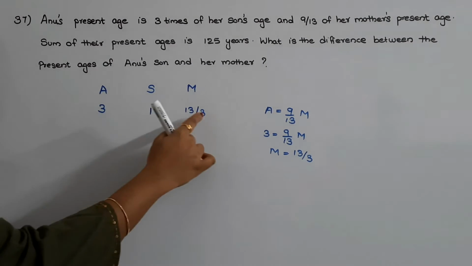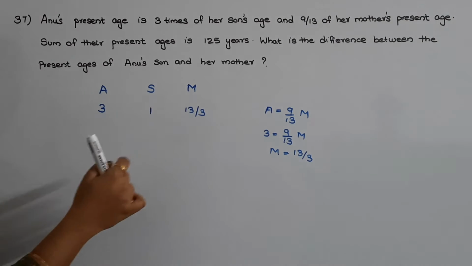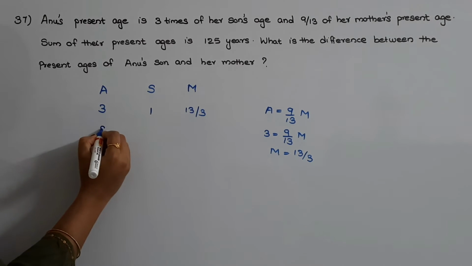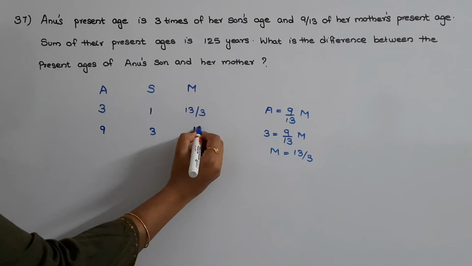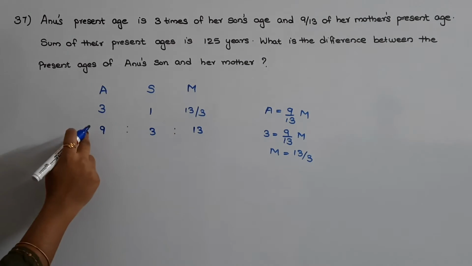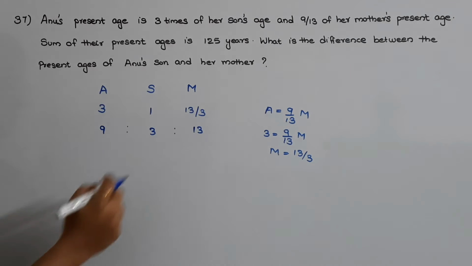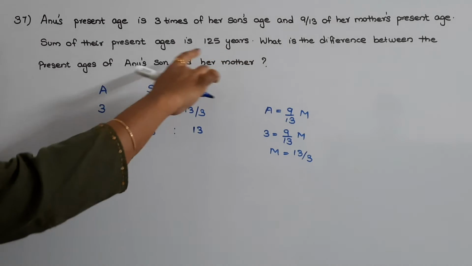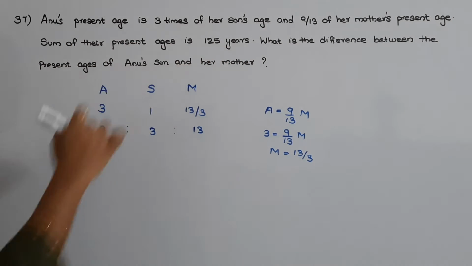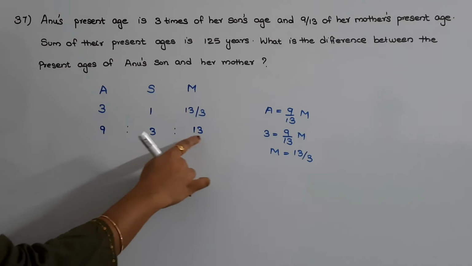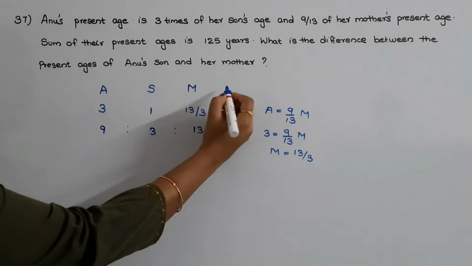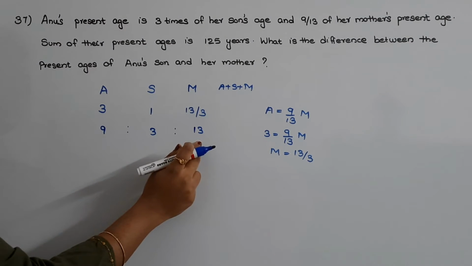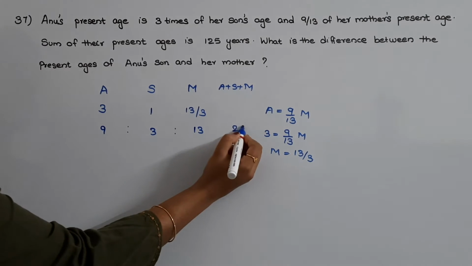Now multiply this entire values by 3 in order to avoid the fraction for easy calculation. Okay, so on multiplying this entire values by 3, we will get 9, 3 and 13. So the ratios of the ages of Anu, her son and her mother is 9:3:13. Okay, then they are telling that sum of their present ages is 125. So what is the sum of the ratios of their present ages? Sum of the ratios of their present ages will be 9 plus 3 plus 13. Okay, that will be equal to 25.